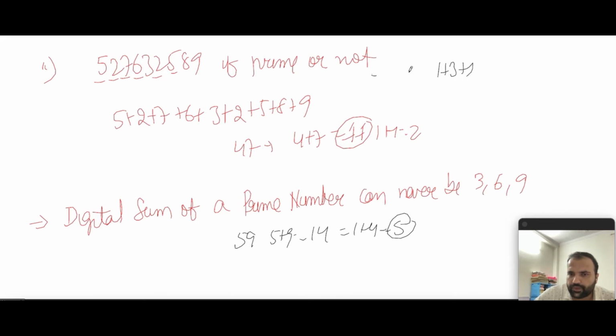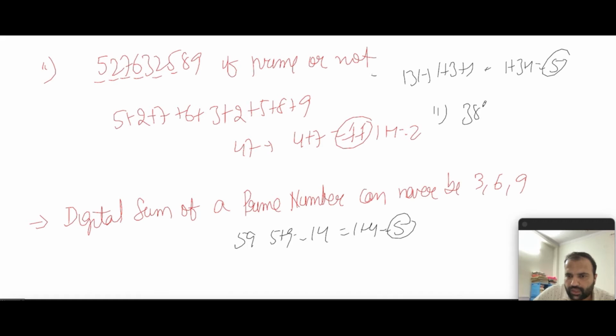131 is 1 plus 3 plus 1 equal to 5. So it can never be 3, 6, or 9. Now let me show you some non-prime number. Or let me take any random example again.